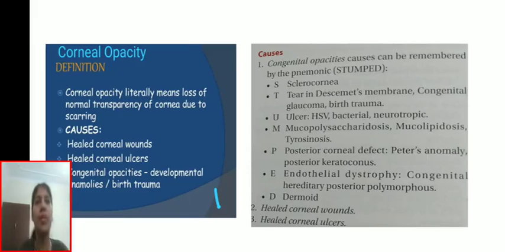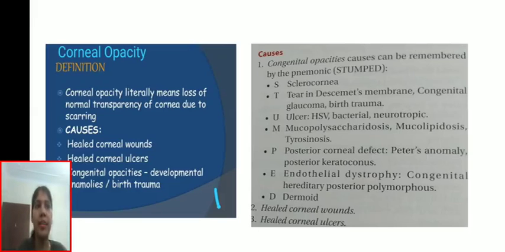Now today's topic is corneal opacity. The definition of corneal opacity: it literally means loss of normal transparency of the cornea due to scarring. Causes of this corneal opacity: number one is healed corneal wound, second is healed corneal ulcers, third is congenital opacities, developmental abnormalities and birth trauma.